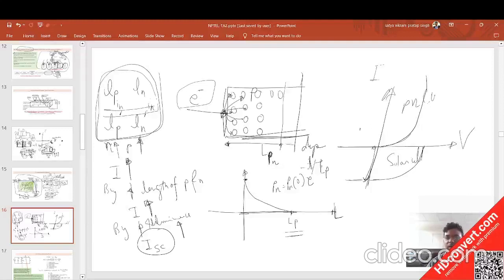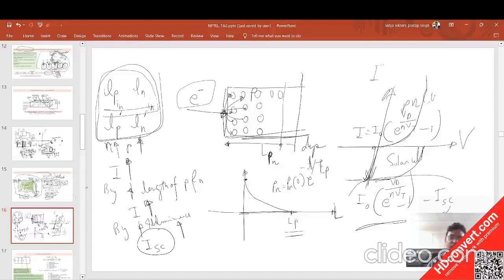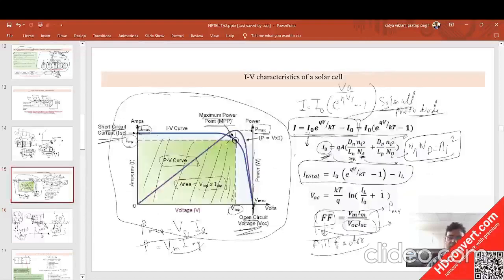So the current equation is I is equal to I naught e to the power Vd divided by eta Vt minus 1, and below it the equation will be I naught e to the power Vd by eta Vt minus 1 minus a certain ISC, which is below the p injection diode. So this factor came from this equation. That amount is IL, that is ISC.